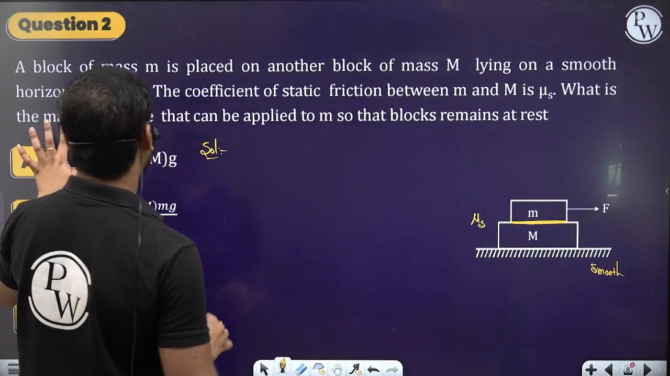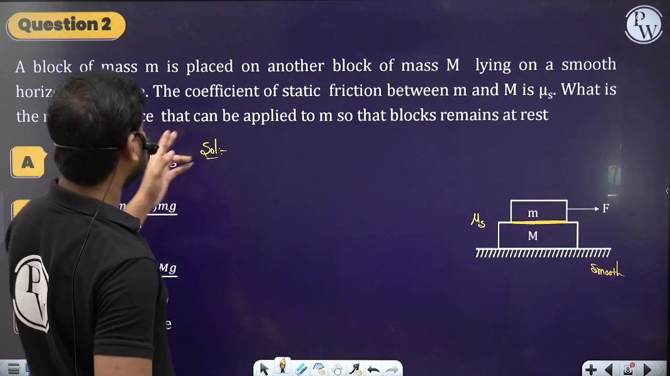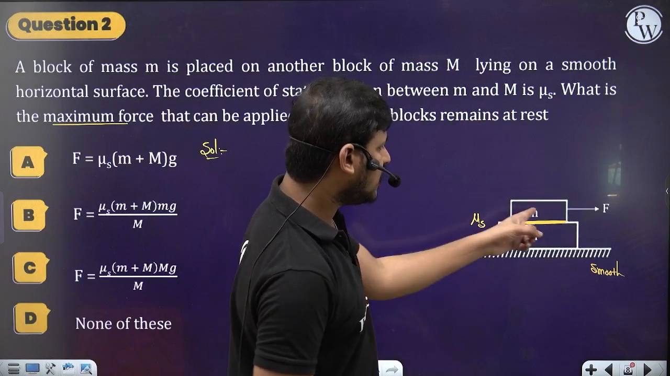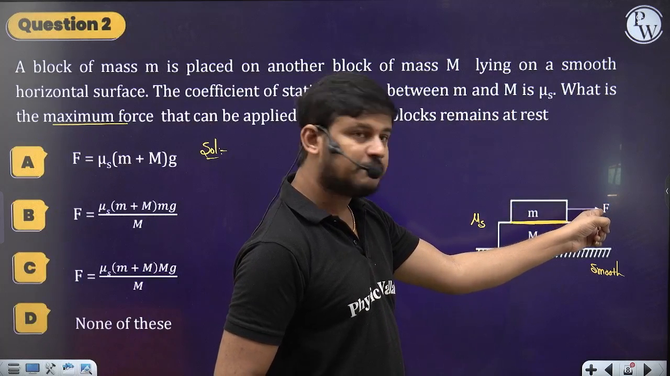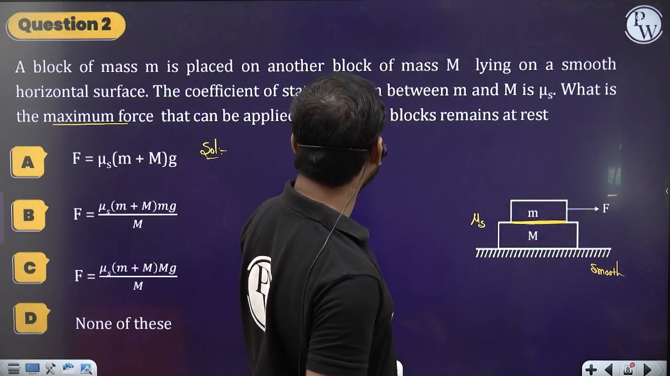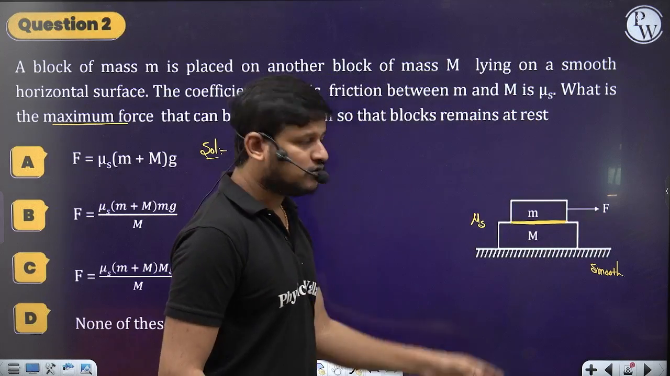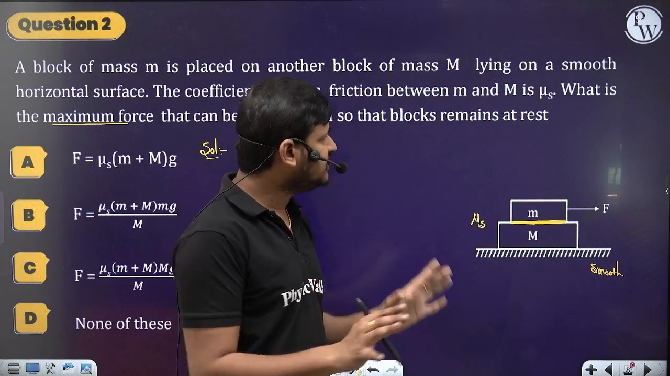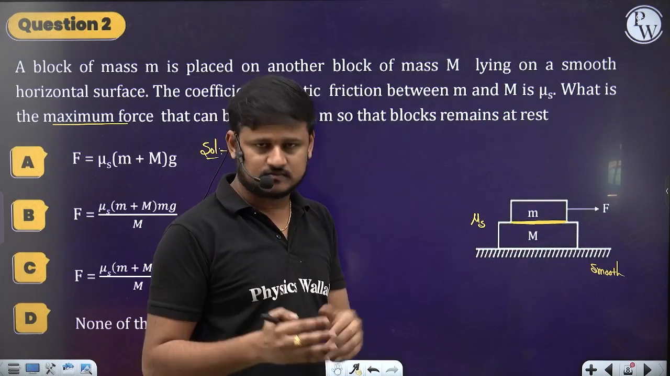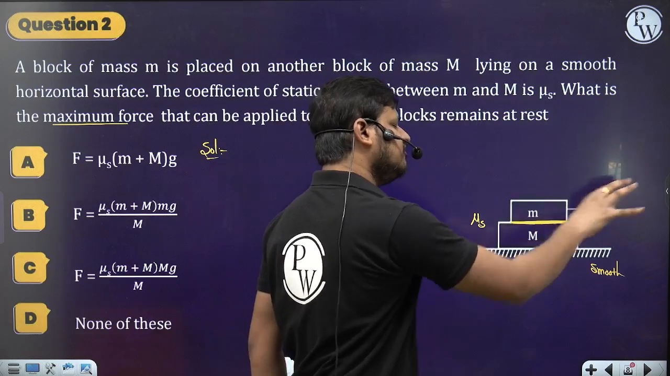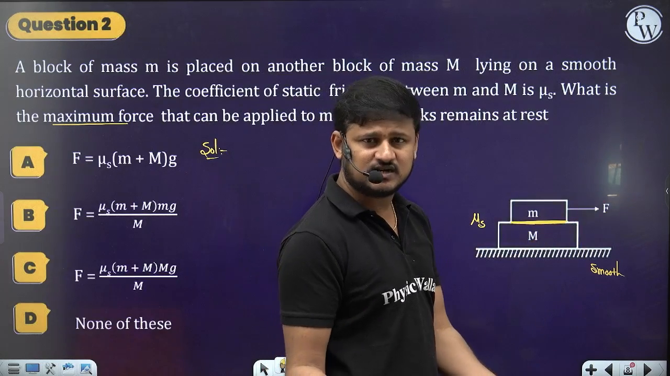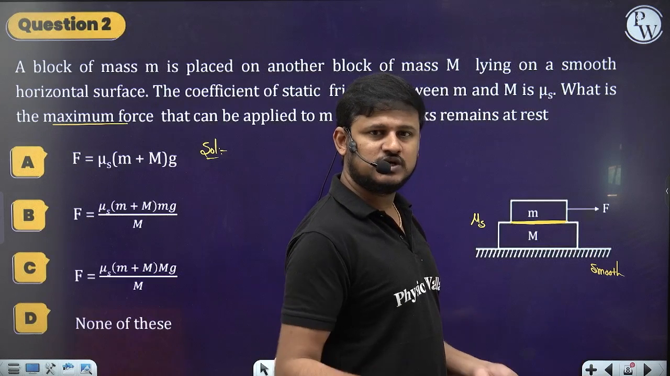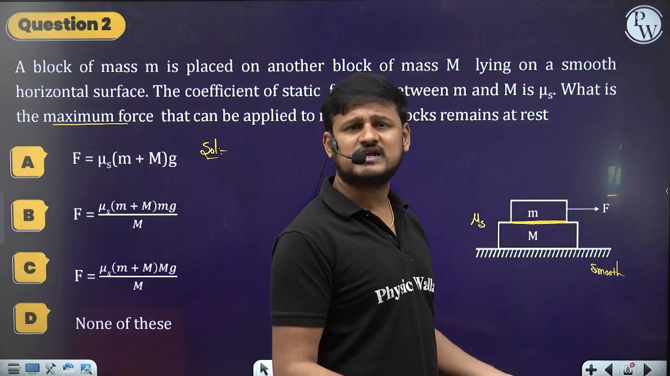So what is the maximum force that can be applied on the small m block so that the blocks remain at rest? Blocks remaining at rest means with respect to one another they are at rest, which means they should move together. If they move together, with respect to one another they will be at rest. I am moving, so you are also moving along with me. So with respect to each other, we both are at rest.